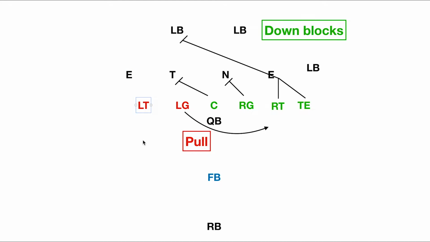All he needs to do is get a piece of that edge rusher if he is coming around, just kind of bump him out of the way, bump him off course, and that gives the back time to make this run work on the front side.